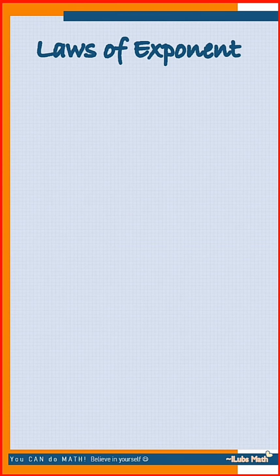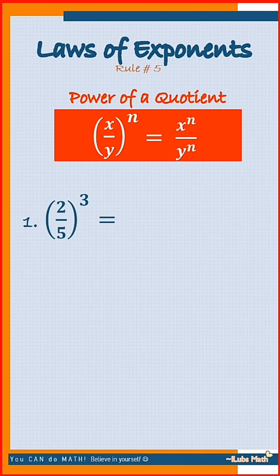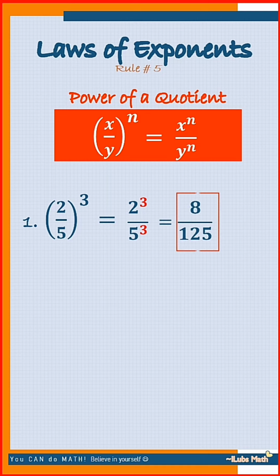Laws of exponents, number 5. Power of a quotient. If we have a quotient of x and y raised to the power of n, then this will be x to the power of n over y to the power of n. So for example, we have cubed of 2/5. This will just be 2 cubed over 5 cubed, which is equal to 8 over 125.